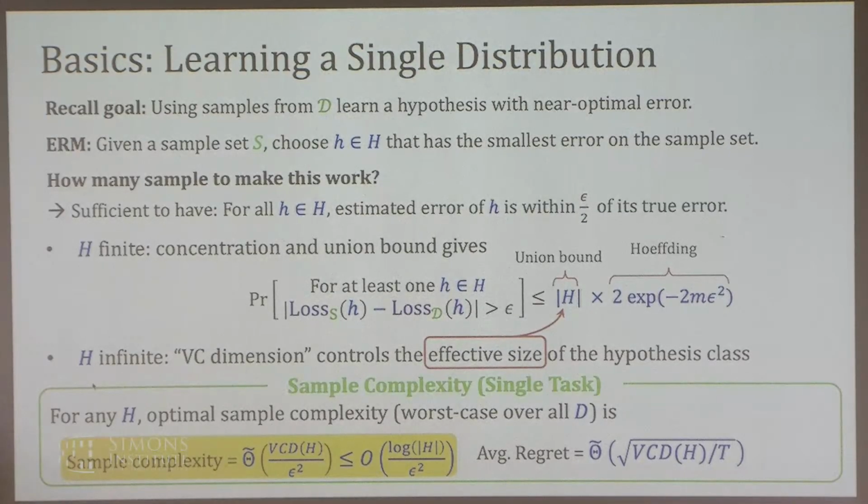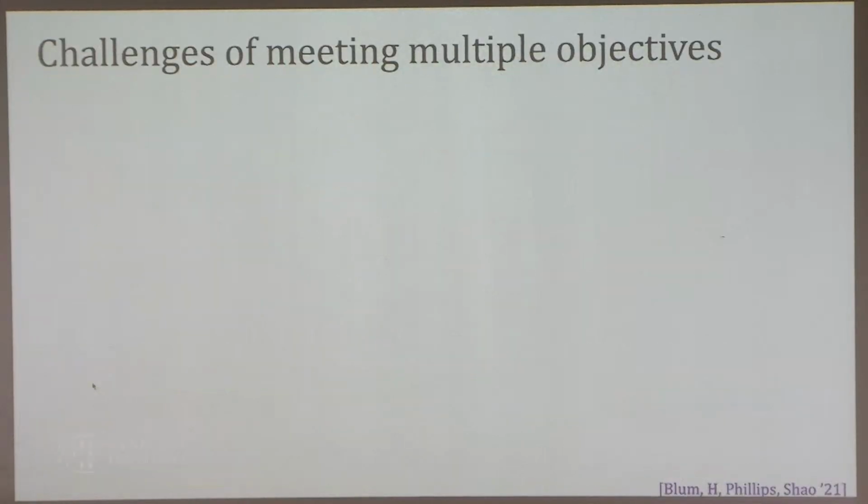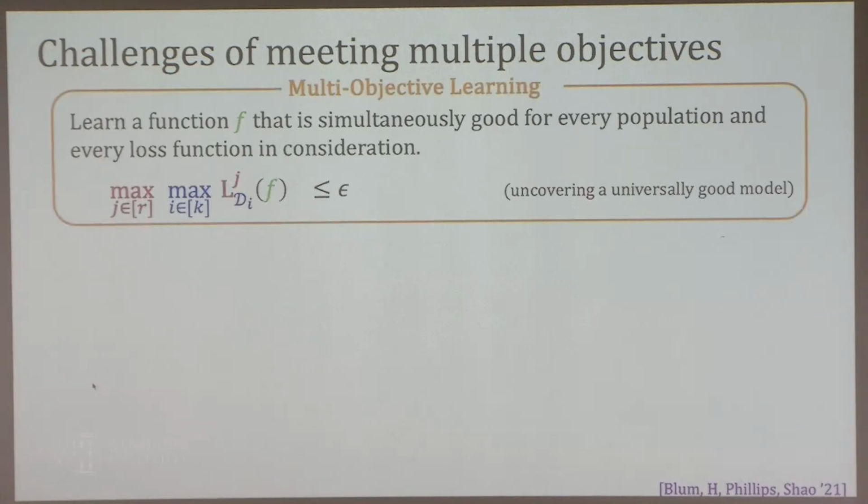OK, so how do we go from this to the multiple version? The challenge of meeting multiple objectives is that you might say, well, just run the ERM. There was nothing wrong with it; just give it more data. And it's not a bad idea. You could try that for multi-objective learning: just run the ERM longer, on a larger number of samples.